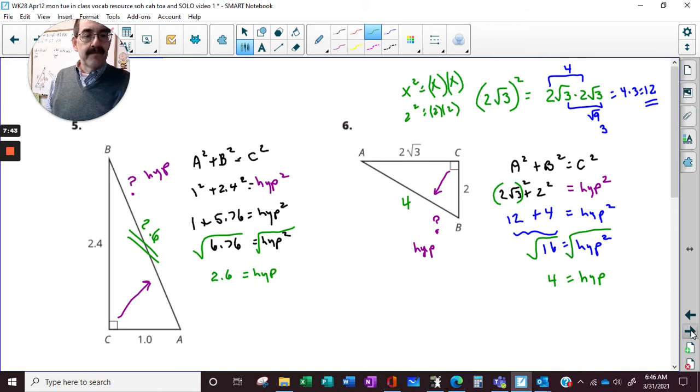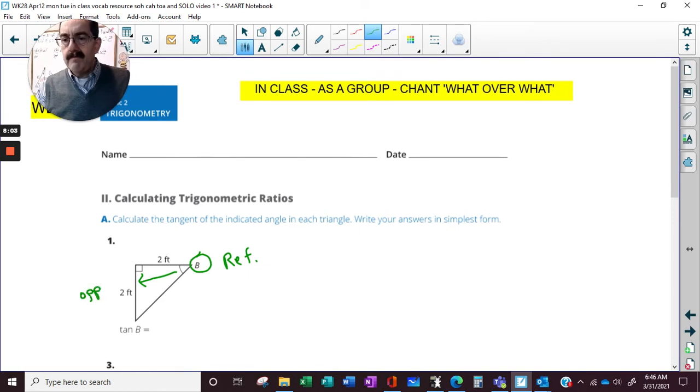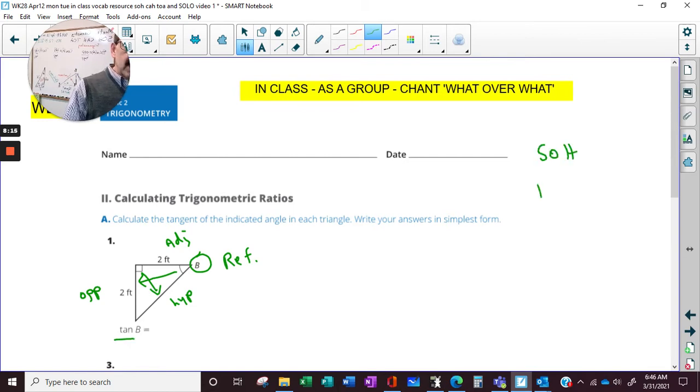And here we go. Okay, as a group, we want to chant this. Calculate the trigonometric ratio for B. First thing you want to do, circle it, the REF, the OPP, the ADJ, and the HYP. Now, when I say chant, it says tan. SOH CAH TOA.